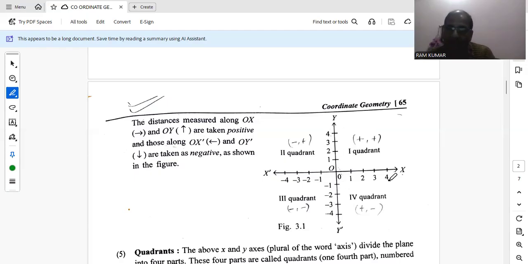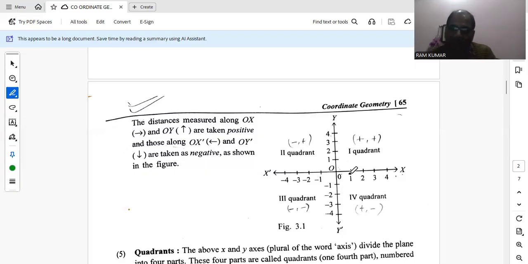The horizontal line we call the x-axis and the vertical line we call the y-axis. Where the two axes intersect each other is called the origin. These two perpendicular lines divide the plane into four parts, and those four parts we call quadrants. So there are four quadrants. This one is the first quadrant, this one is the second quadrant, this one is the third quadrant, and this one is the fourth quadrant.